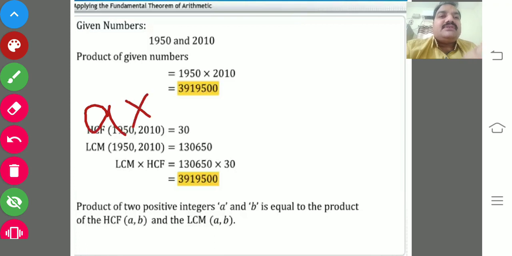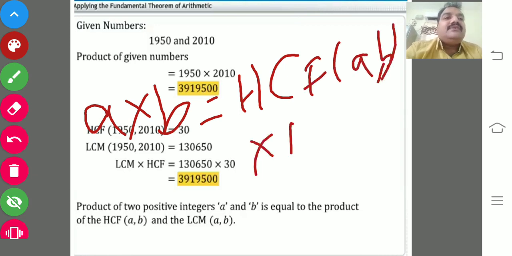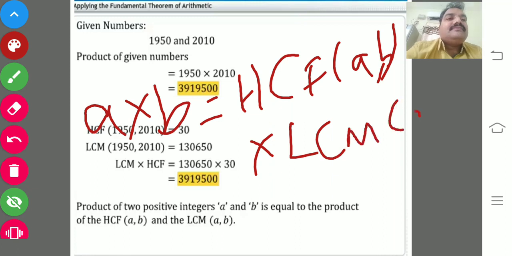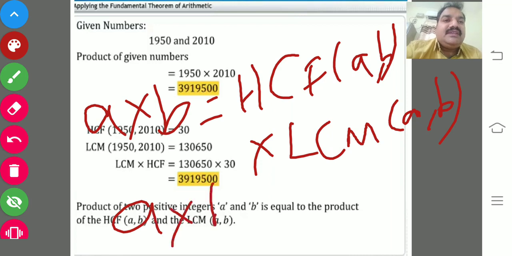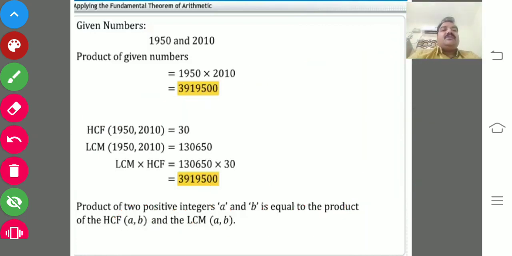The product of two numbers equals the product of their HCF into LCM. So A into B equals H into L. The relation between the LCM and HCF is that the product of two positive numbers A and B is equal to the product of their HCF and LCM.